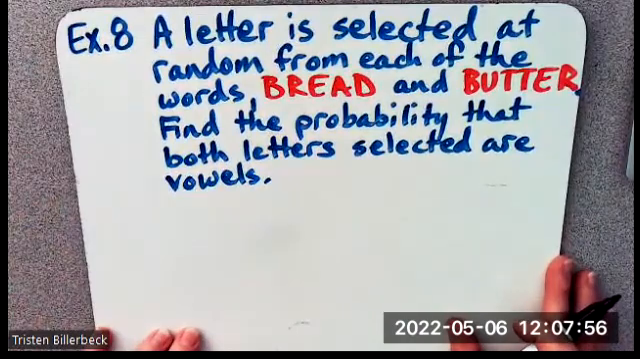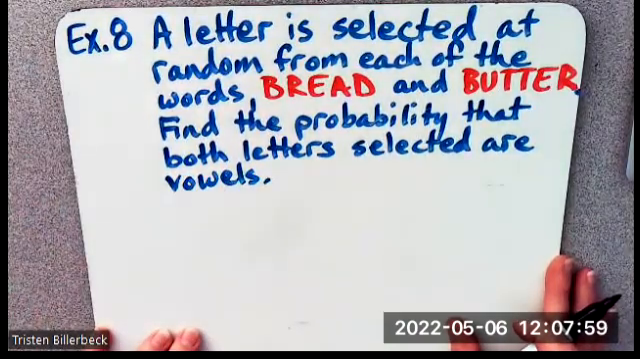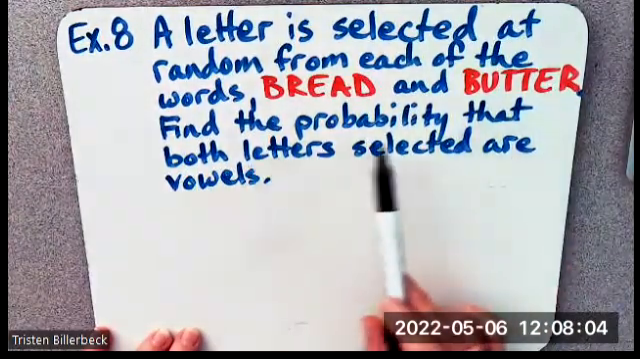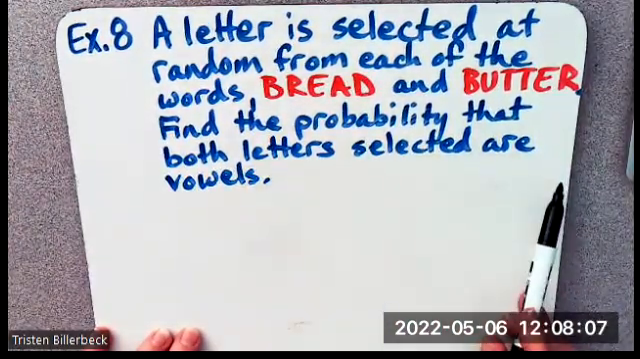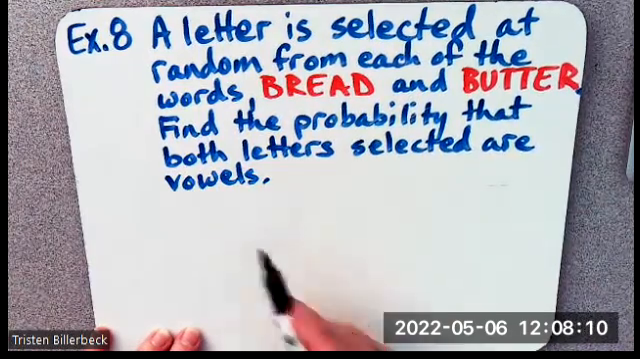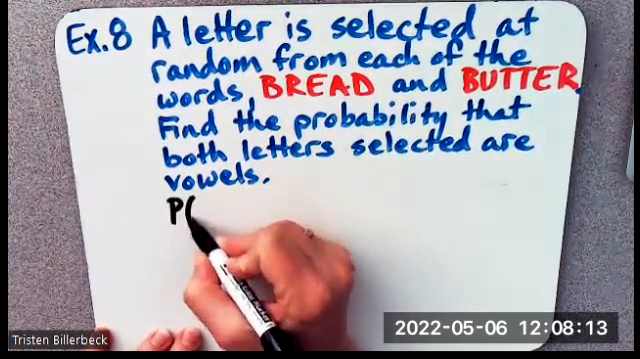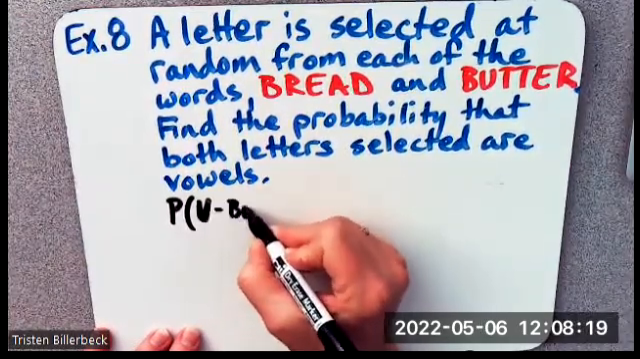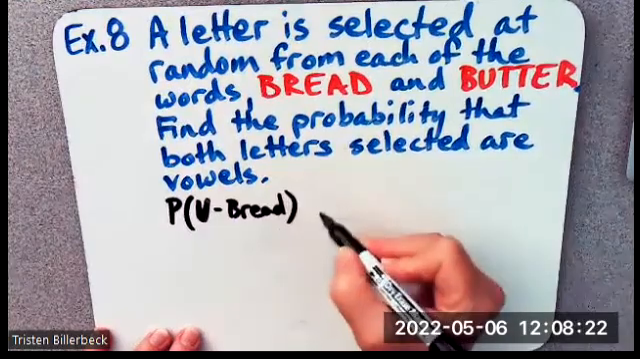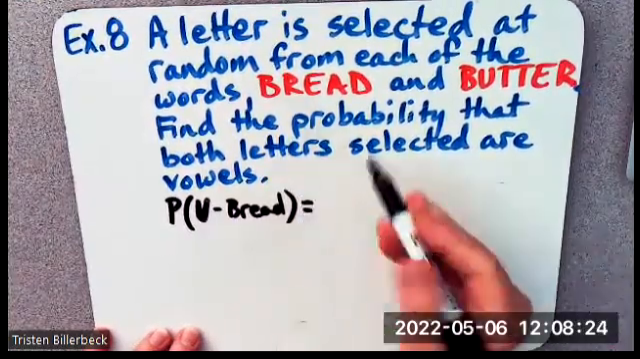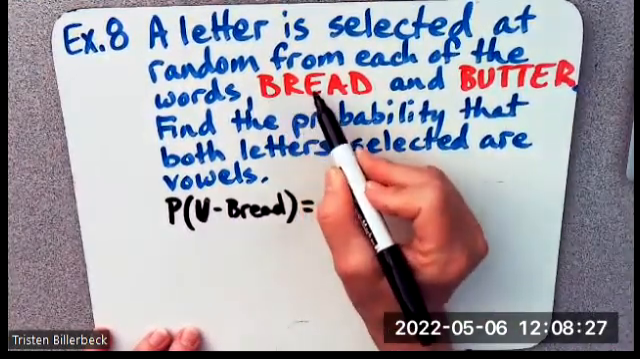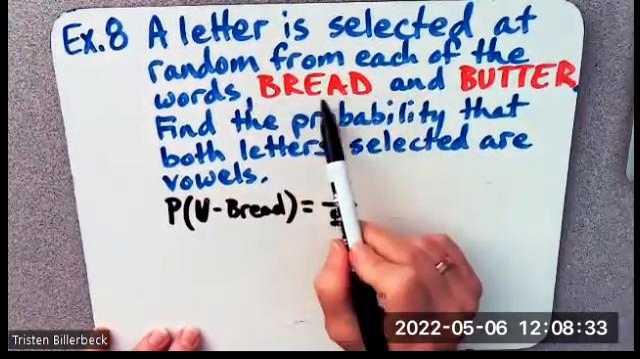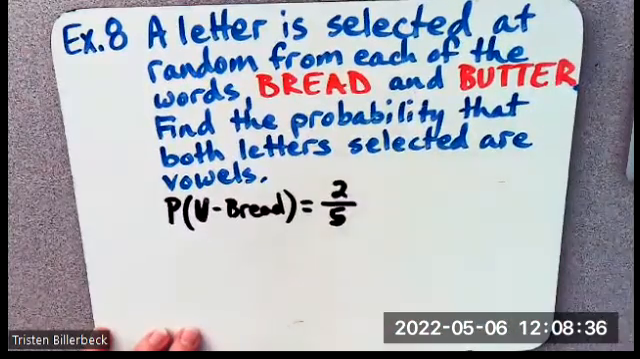Okay, so a letter is selected at random from each of the words bread and butter. Find the probability that both letters selected are vowels. Okay, so when we have the probability of a vowel in bread, we look at the number of letters in bread: 1, 2, 3, 4, 5. So we have 5 letters in bread, and 2 of them are vowels.